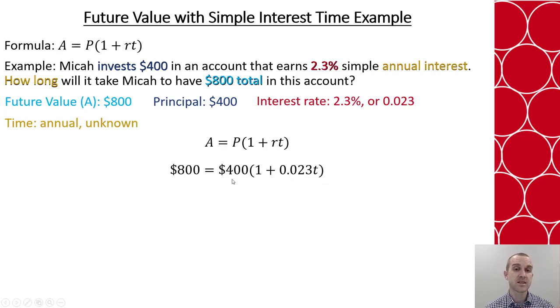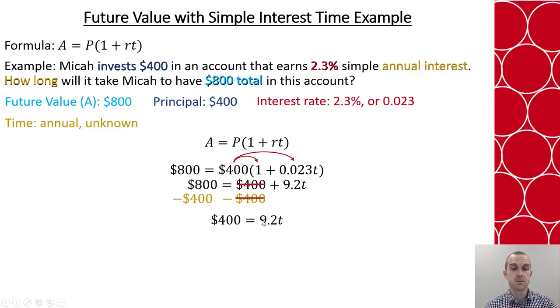Now there are a couple of different ways that we could solve this equation, but the most common is to first distribute the $400 back through. This will give me $800 equals $400 plus 9.2t. Now subtract 400 from both sides, so that 400 minus 400 becomes 0. 800 minus 400 will give me $400. Now I divide both sides by 9.2. So 9.2 divided by 9.2 is 1. And that'll give me approximately 43.478 years.